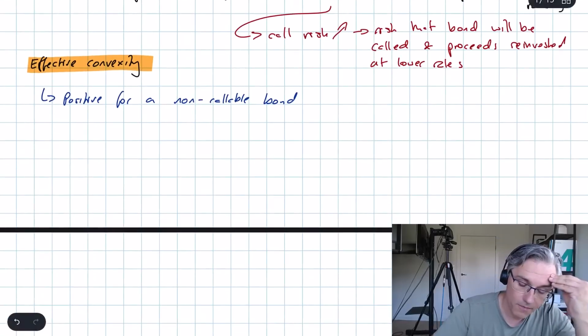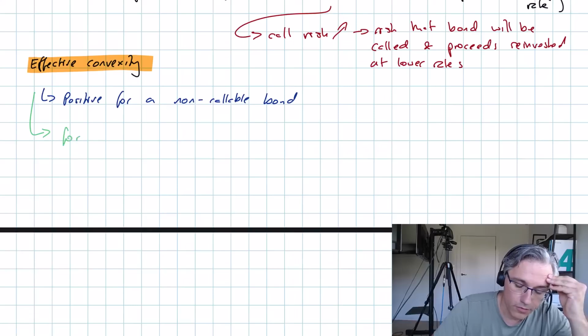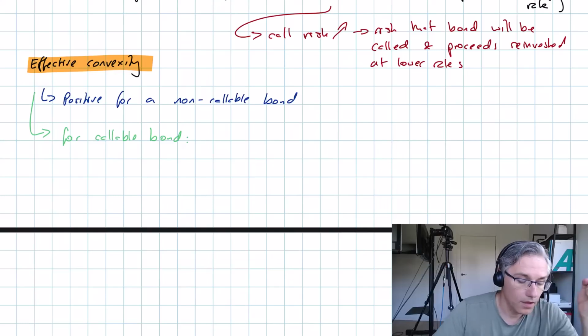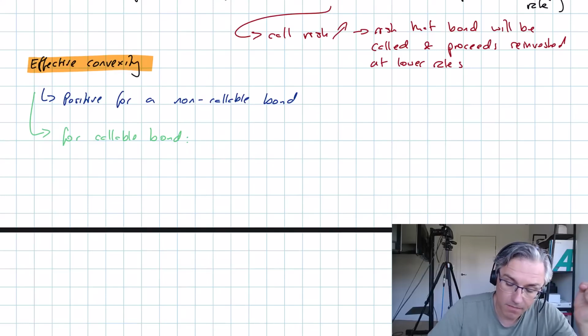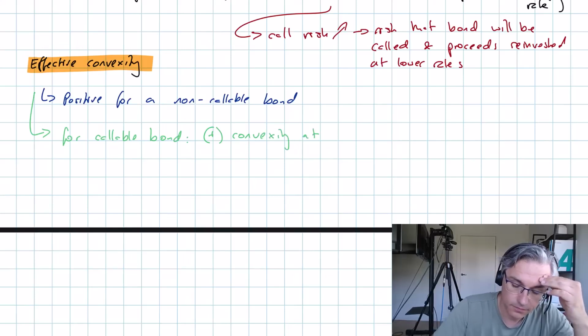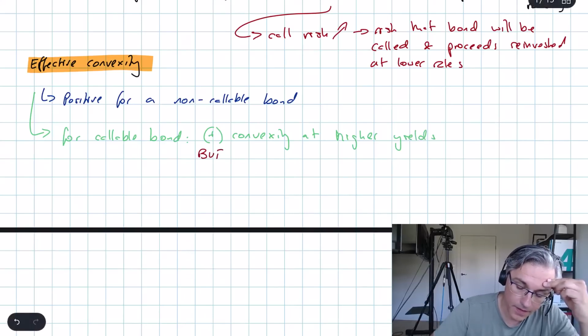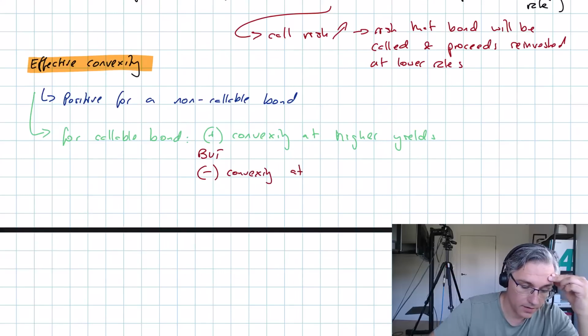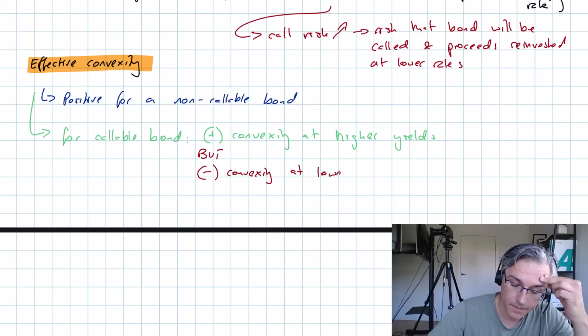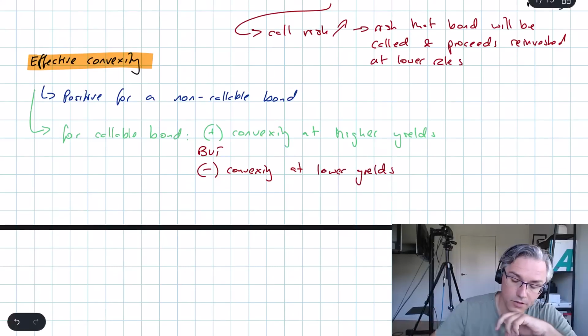Now, that shift in convexity is quite important, and you need to appreciate its existence. So, for callable bonds, it's positive convexity at higher yields, but negative convexity at lower yields.